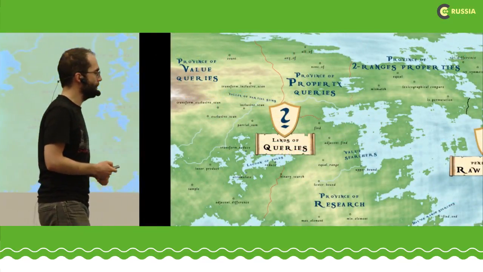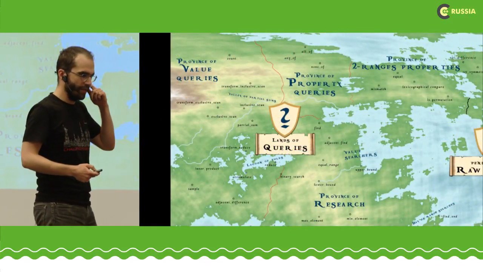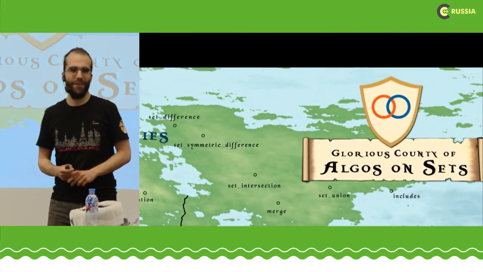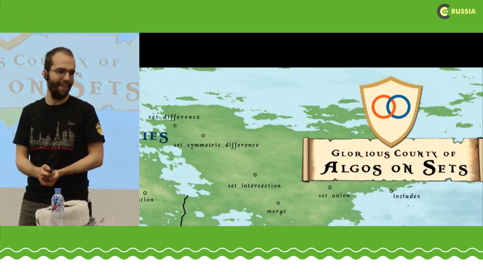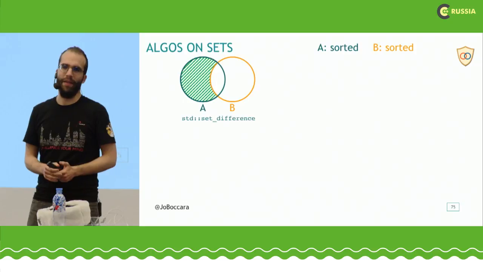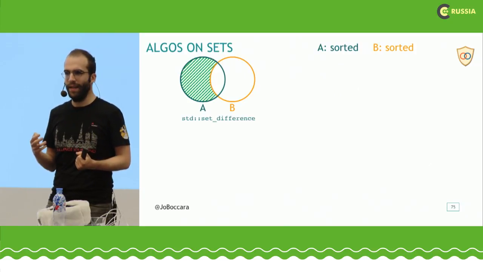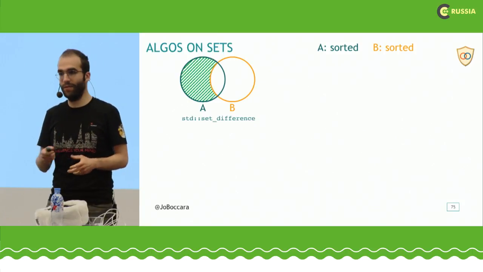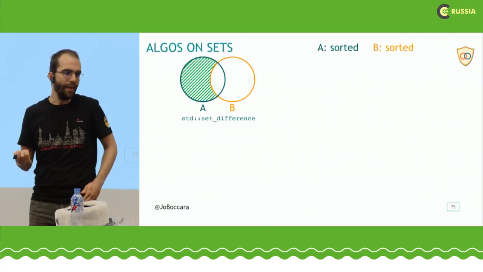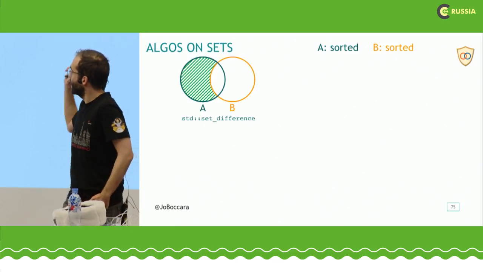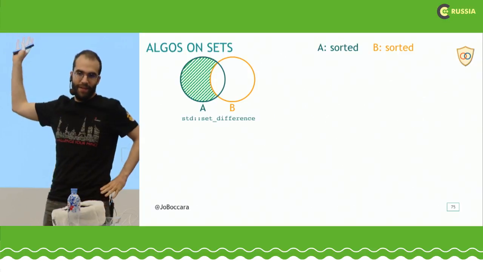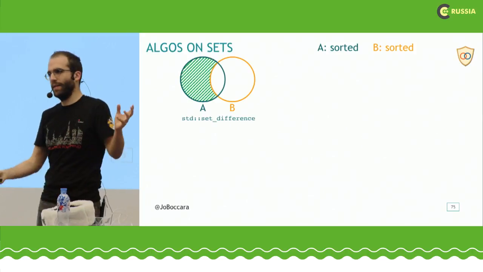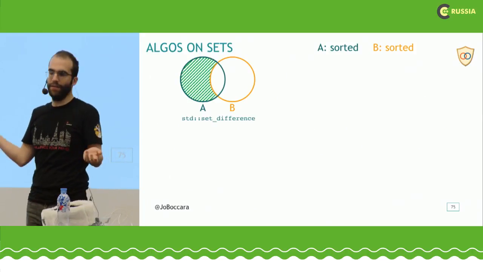Okay, moving on. We've been all around the land of queries, moving on to my favorite part of the world, that's the algorithms on sets. They live in a glorious country, because they're glorious, I think. So what's a set to begin with? In C++, a set is a sorted collection. That can be a std set, but that can also be a sorted vector, for example. The algorithms on sets take sets, sorted collections, and produce other sorted collections, and they do mathematical operations on sets, like set difference, for example.